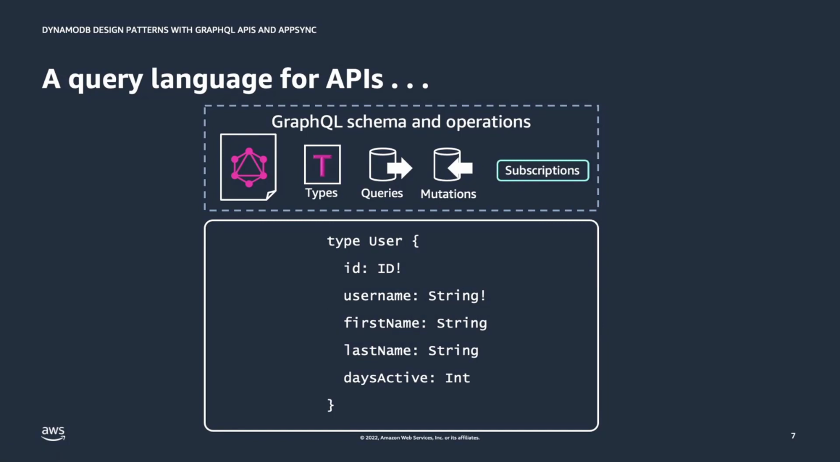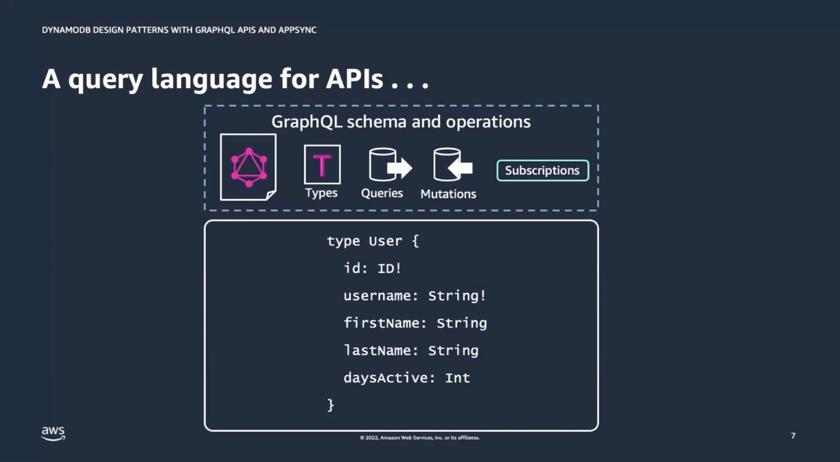Then to interact with our data, we have operations. And there are three operations that GraphQL introduces: queries, mutations, and then it introduces a new concept of subscriptions. Queries, as the name suggests, allow you to fetch your data, so to get and list data. Mutations allow you to change data, create data, delete data, update data. And then subscriptions allow you to subscribe to changes that are occurring in your GraphQL API. So essentially, it allows you to subscribe to changes done by mutations.